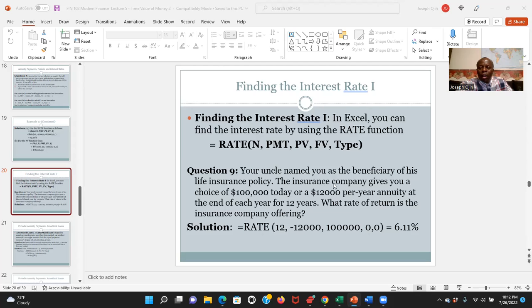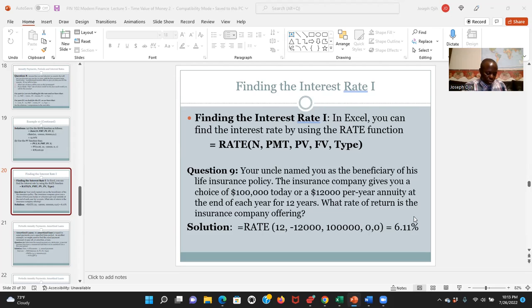So now, your uncle named you as the beneficiary of his life insurance policy. The insurance company gives you a choice of receiving $100,000 today or a $12,000 per year annuity at the end of each year for 12 years. What is the rate of return the insurance company is offering? Again, the number of periods is 12 years. Payment is $12,000 a year. For them, it's money leaving their pocket, so it's going to be negative $12,000. Next is present value. How much they offered you now is $100,000 lump sum.